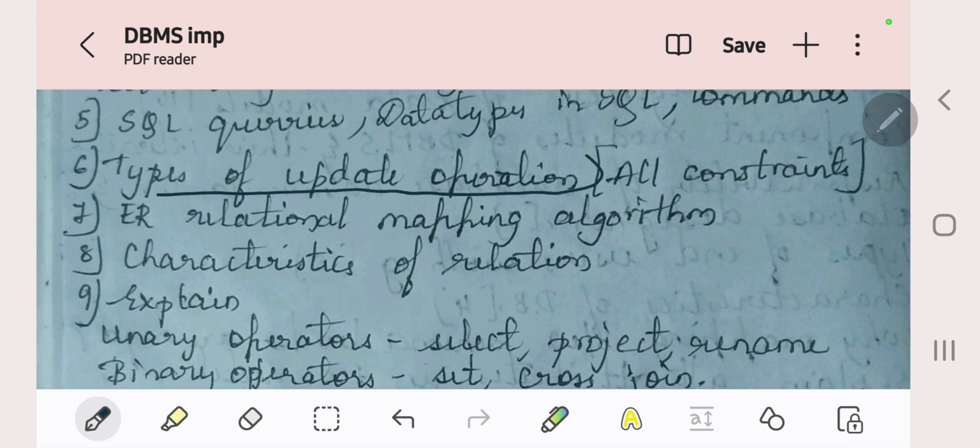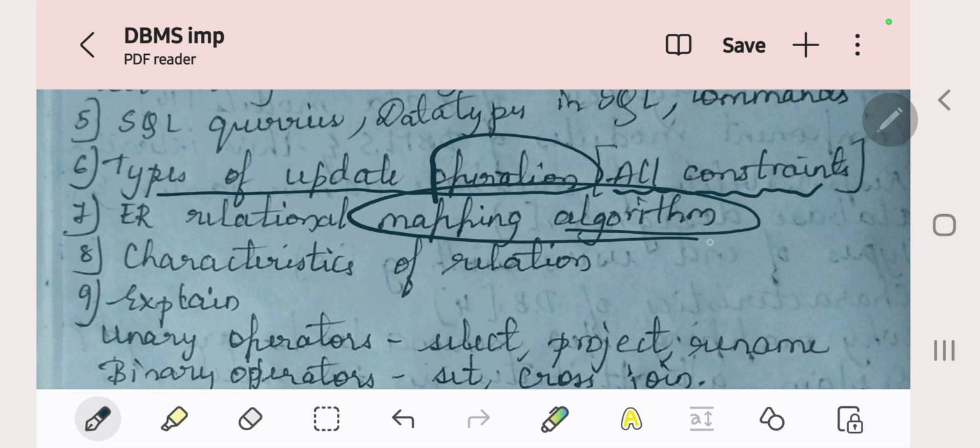Next, types of update operations. While doing an update, there are different constraints which we come across. Every constraint should be explained, each with one example, only then you can get full marks. Then we have the mapping algorithm. There are particular steps for converting relational to conceptual schema that should be explained well.